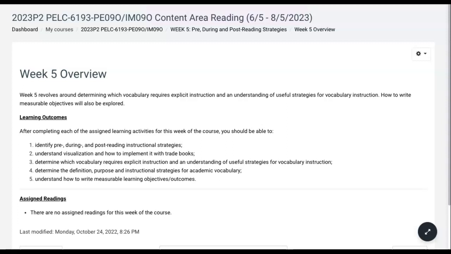Determine which vocabulary requires explicit instruction and an understanding of useful strategies for vocabulary instruction. You will determine the definition, purpose, and instructional strategies for academic vocabulary, and understand how to write measurable learning objectives and/or outcomes. There are no assigned readings for this week.